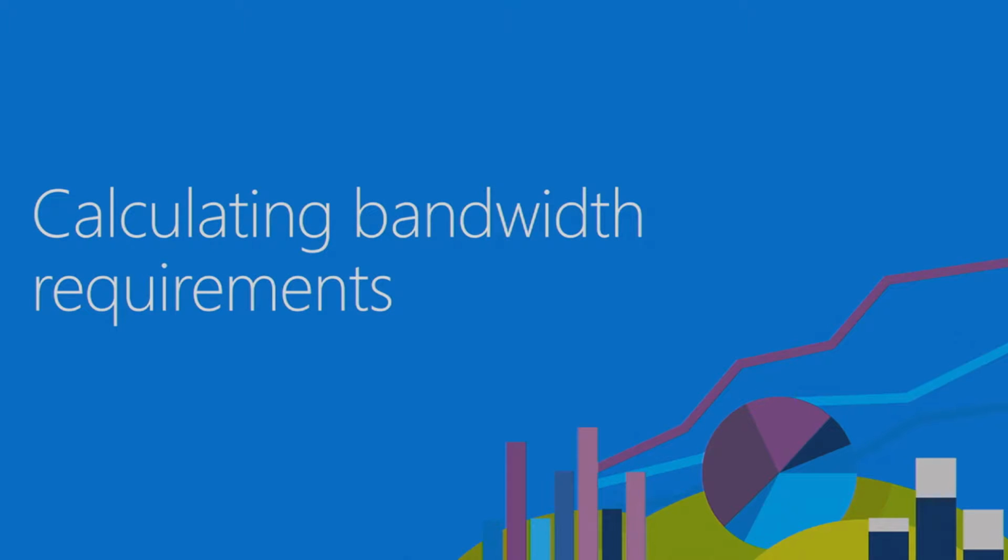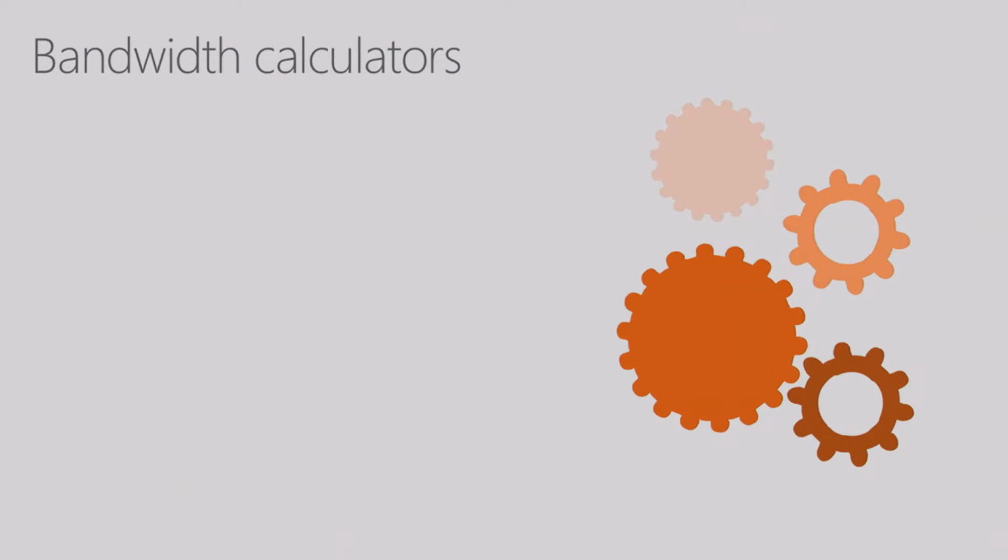So now let's get to the meat, calculating bandwidth requirements. I mean, after all, that's the most important thing. You've got to buy the right size circuit. You've got to upgrade the right size circuit to allow client access out to Office 365. There are bandwidth calculators.